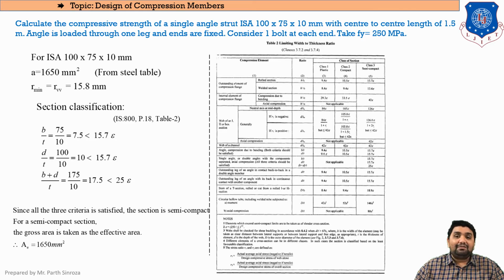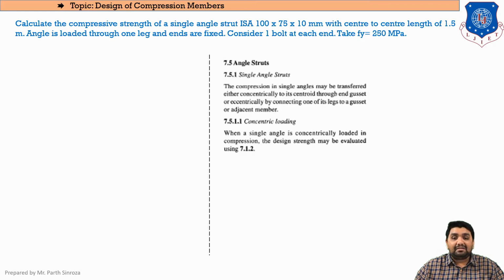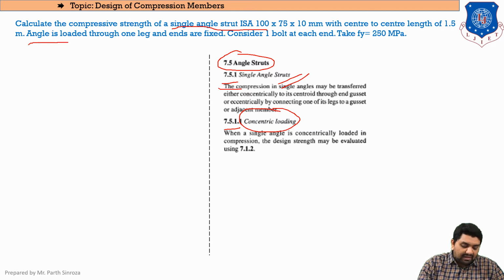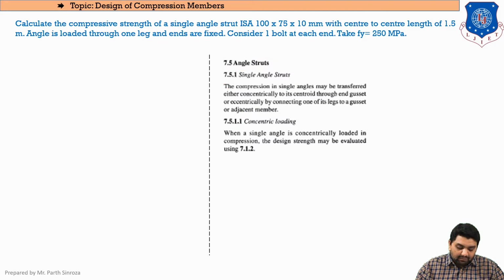Clear? Now the next thing will be to find our FCD, that is our design compressive stress. For that, we will be moving on to our clause number 7.5 that we have discussed earlier. This is for single angle strut, and as a single angle strut is being given, we'll be using this clause, that is 7.5.1, but it has a sub clause. Here the sub clause is 7.5.1.1, which is for concentric loading that we used in the last session. Clear? But as you can see here, it is mentioned that angle is loaded through one leg. If it is given in the question that angle is loaded through one leg, that means an eccentric loading is being prescribed. So if it is given as eccentric loading, we can't use this clause.